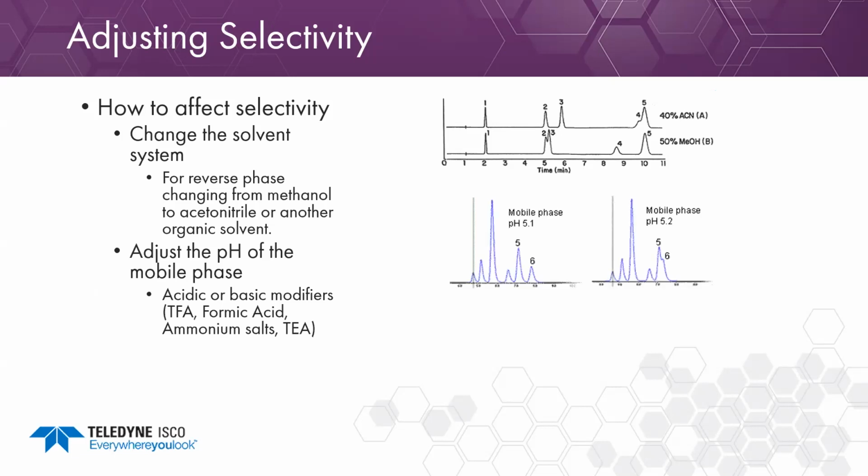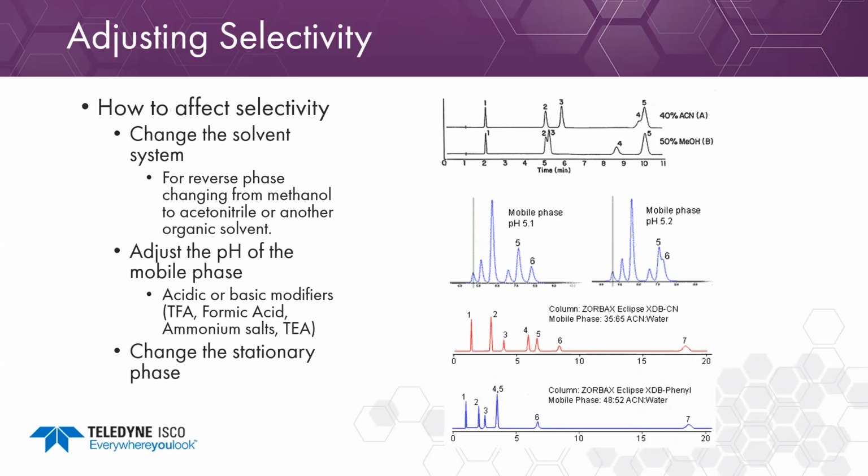Another component that can have a drastic impact on the selectivity is adjusting the pH of the mobile phase. As we add modifiers, acidic or basic, common acidic modifiers would be TFA and formic acid, and basic modifiers like ammonium salts or triethylamine, we can see in this example, as we change the pH by 0.1 unit, from 5.2 to 5.1, that we're able to get separation between peaks 5 and 6. But at 5.2, more towards neutral, we're not able to get that separation.